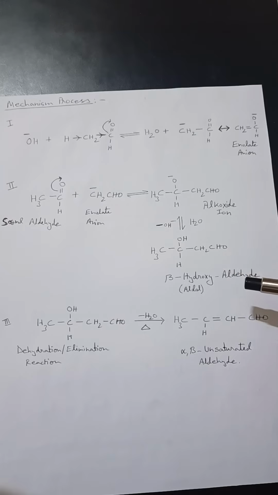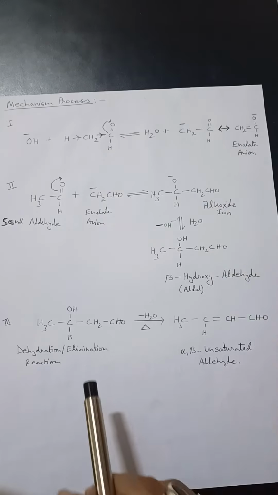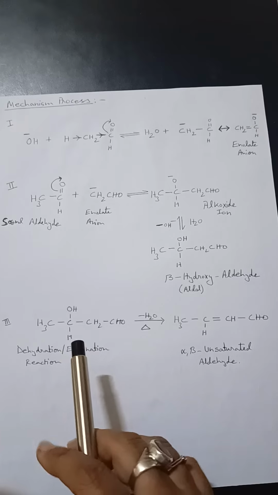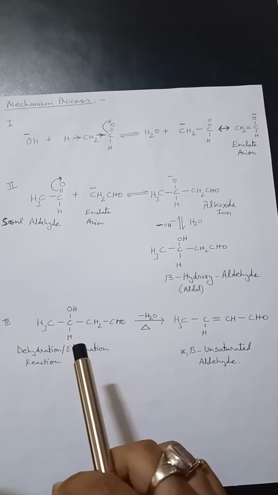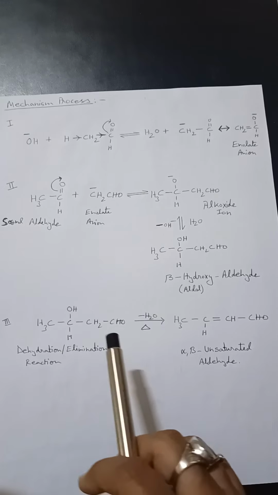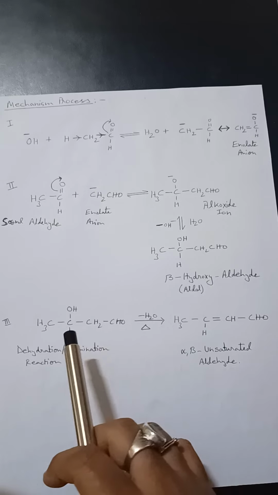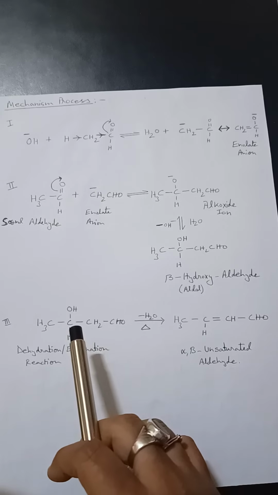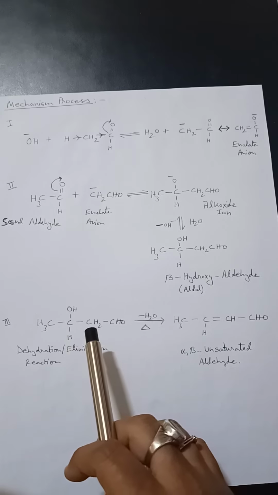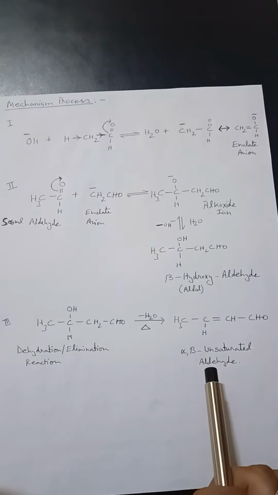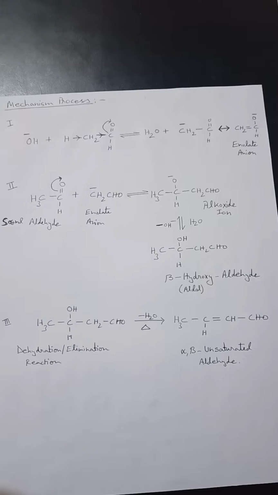The alkoxide ion further forms beta hydroxyaldehyde by taking the proton from the solvent, thus forming the OH over here. And further, when heated, it liberates hydrogen and hydroxyl from the carbons placed close to each other. So OH moves from this carbon and H moves out from this carbon, ultimately forming a double bond between both, and this forms an alpha beta unsaturated aldehyde.